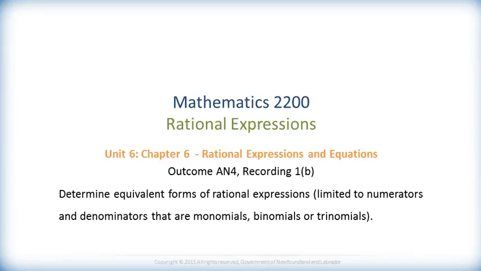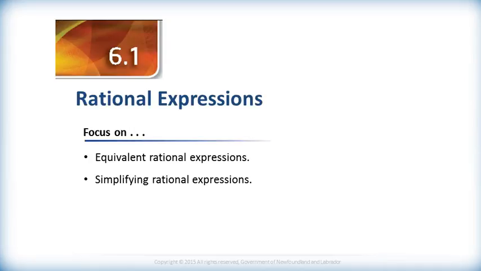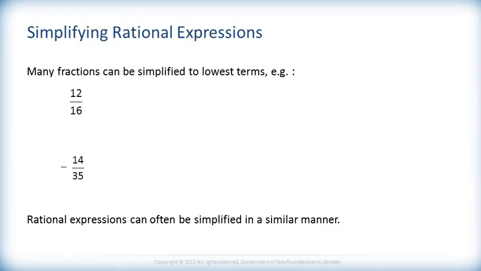Welcome to Recording 1B in our series on rational expressions for Unit 6, Chapter 6 of Mathematics 2200. We'll focus on equivalent rational expressions and simplifying rational expressions. Many fractions we can simplify to what we call lowest terms.